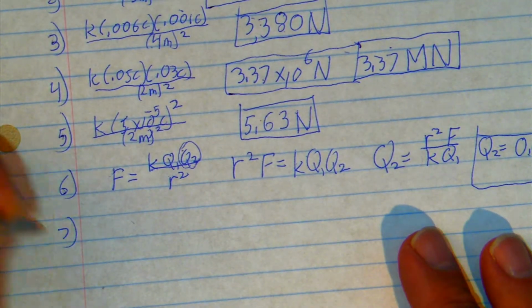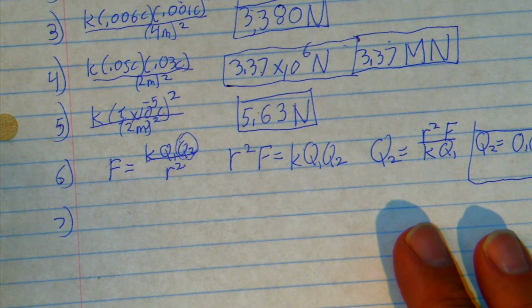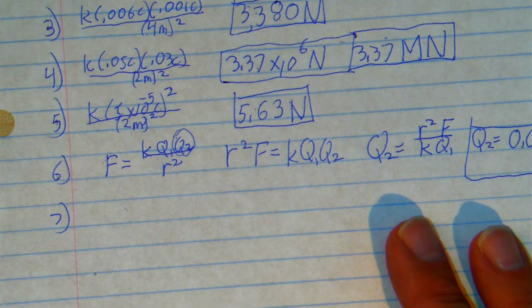Number 7. Two equal charges are separated by 1 meter. They experience a repulsive force of 1,000 newtons. So what's the strength in coulombs of each charge?